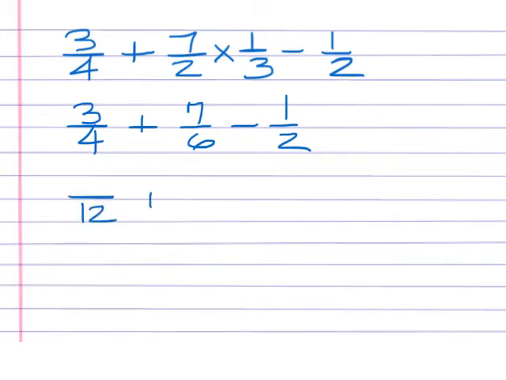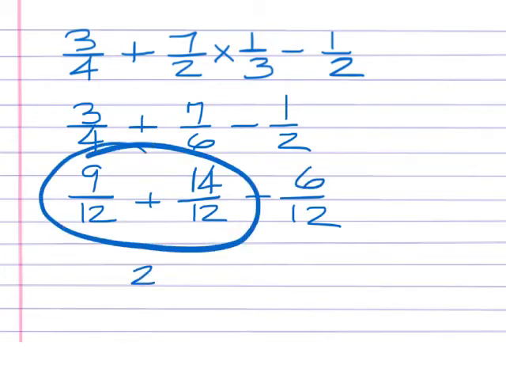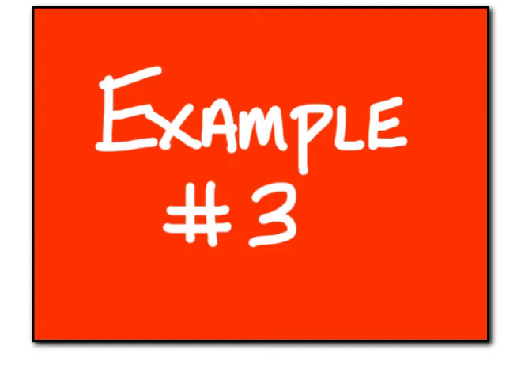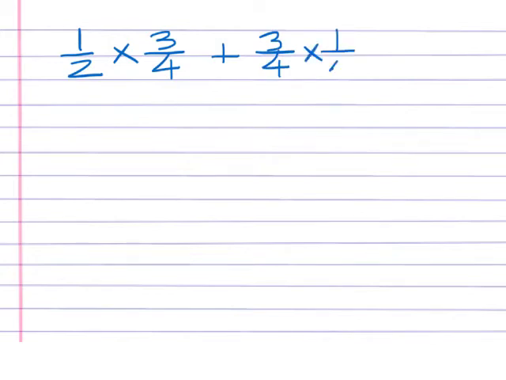We can get a common denominator of 12 out of all of this. So that would be a 9 over 12, 14 over 12, and 6 over 12. If you add here, you'll get 23 over 12 minus 6 over 12. That would be 17 over 12 for an answer of 1 5/12. Example number 3. 1/2 times 3 over 4 plus 3/4 times 1 over 5.